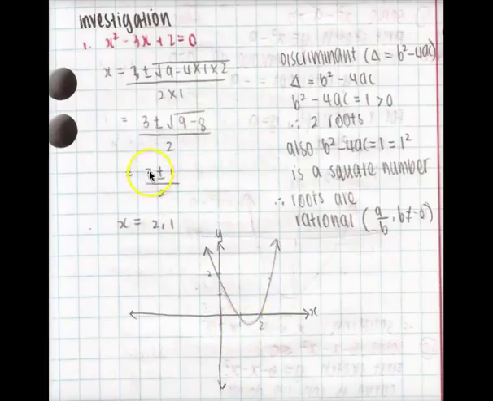Like for example here, I could have 3 plus 2 over 5, which is 5 on 2, which is not a whole number, but it's a rational number because it can be written as a fraction.